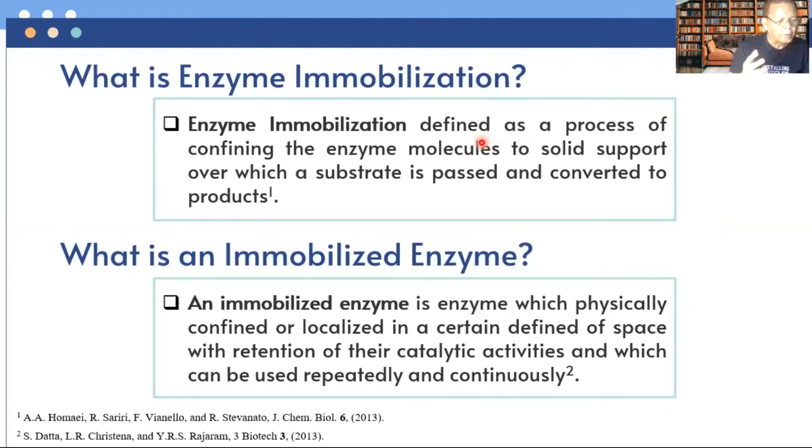It can also be defined as the confinement of enzyme molecules into or within a support matrix, physically or chemically or both, in such a way that it retains its full activity or most of its activity. An immobilized enzyme is an enzyme which is physically confined or localized in a certain defined space with retention of its catalytic activities, and which can be used repeatedly and continuously.